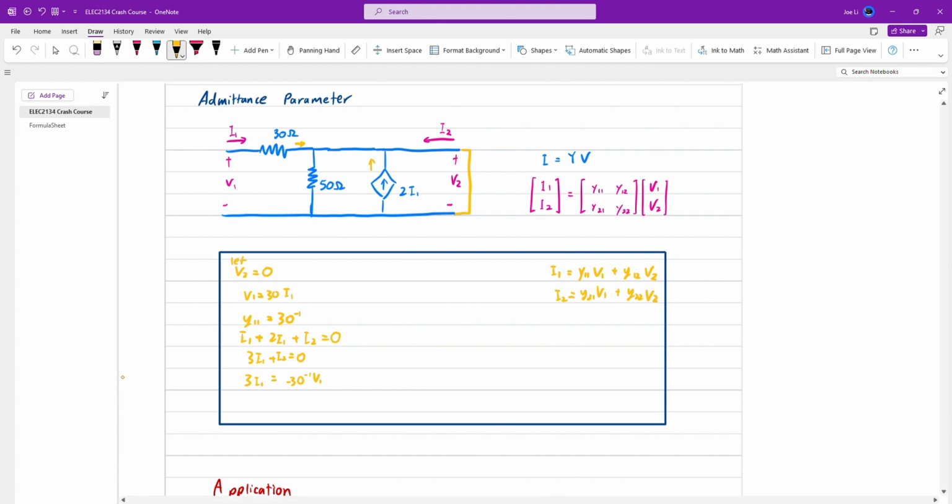To find I2, the current is the current going in. Just add them with the I1s, and you get something like y21 equals negative 10. I think I made some mistake over there. I'm not sure what happened, but let's just assume I'm correct for the moment, because the answer works out, trust me, I've done this before.